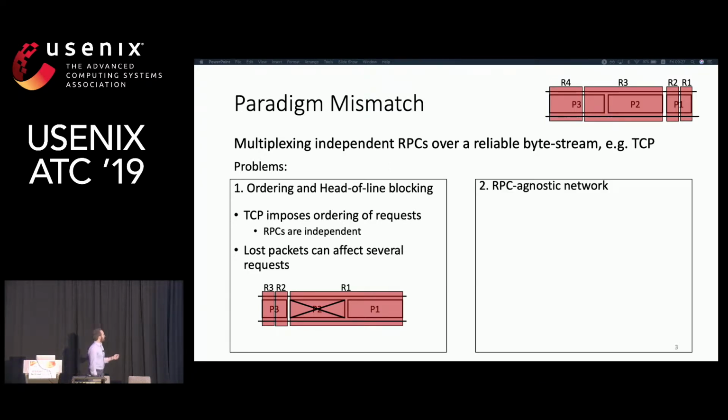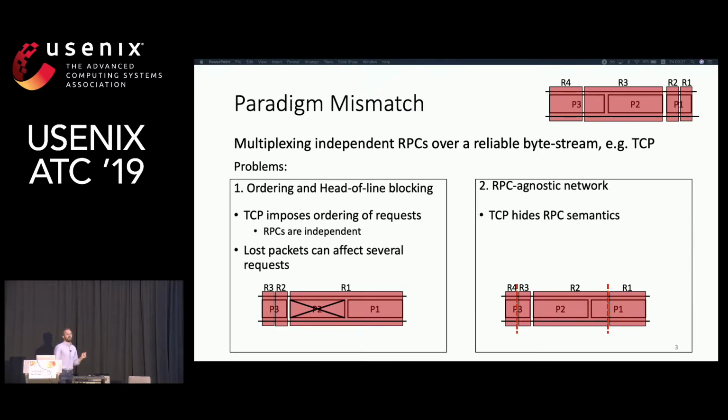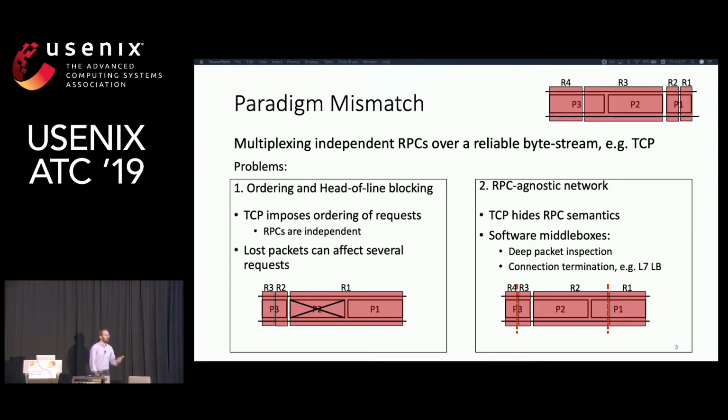At the same time, the network is RPC agnostic when we deliver RPCs on top of TCP, and this is because TCP hides the RPC semantics. In this particular case, you can see the RPC boundaries for R2 and R4 are not aligned with the packet boundaries. So whenever we want to implement some kind of policy, the middle boxes have to either do deep packet inspection, or they have to terminate client connections and open new connections to the servers.